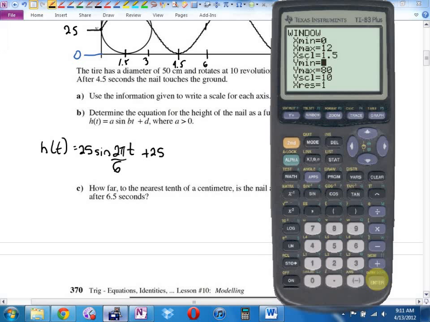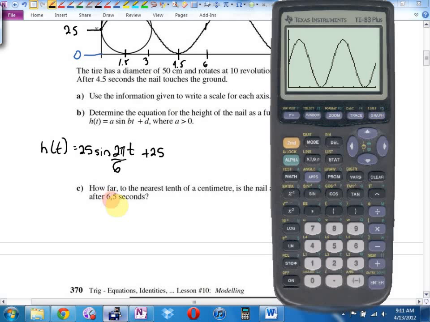Y min, 0. What's the highest this gets? So what's a nice round number bigger than 50? Yeah, let's go 60. Scale. What would be a really clever scale actually to put on the y-axis? I'll go by 25s because that way I should be able to see, yes? Graph. Nail goes up, nail goes down, touches the ground. Okay, that looks right to me.